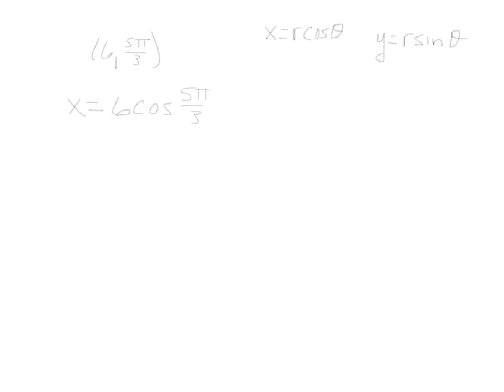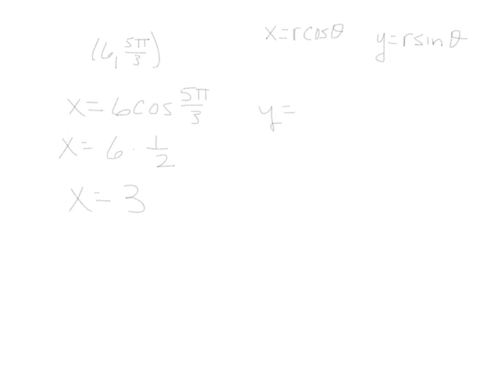Now you'll need your unit circle. Look up cosine 5 pi over 3. When we do that, cosine of 5 pi over 3, that is 1/2. Taking 6 times 1/2 gives us 3.